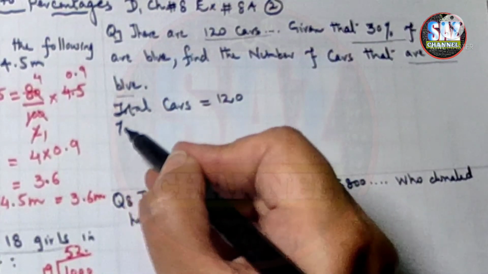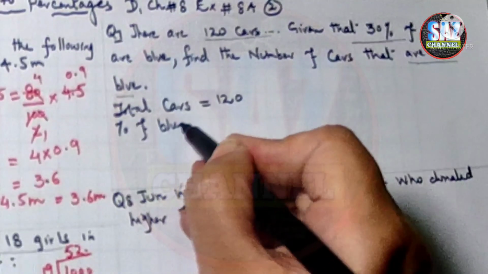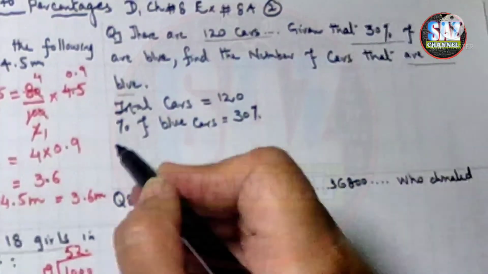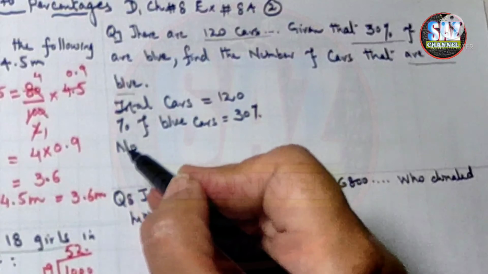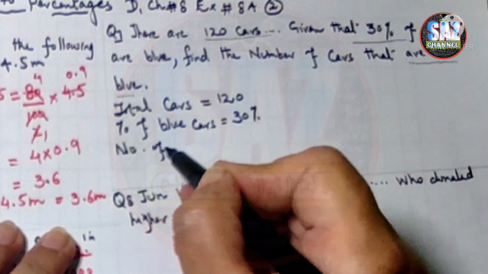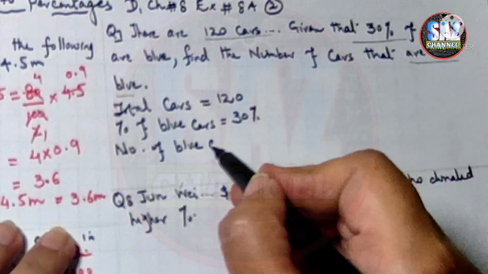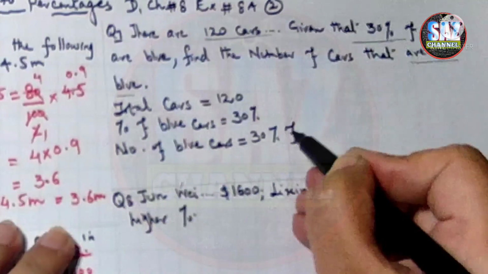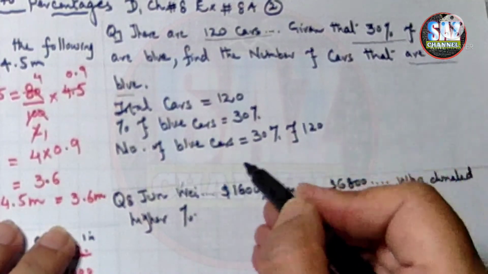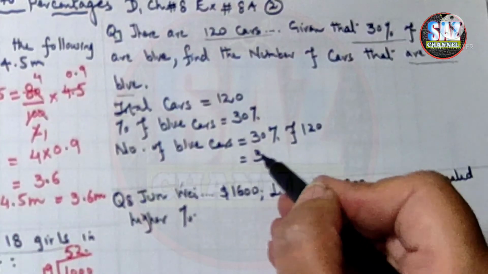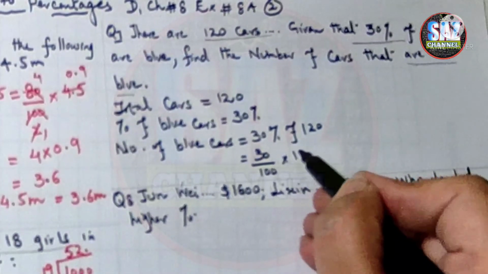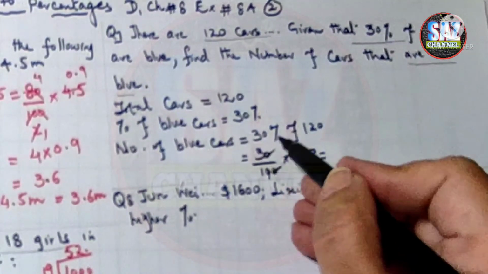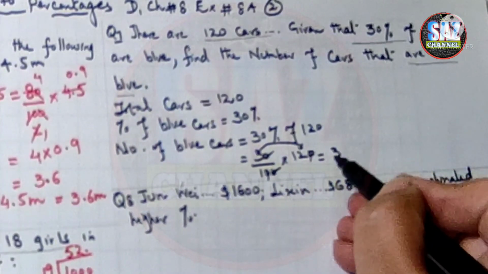Percentage of blue cars, 30%. Number of blue cars, 30% of 120, which will give me 30 over 100 multiplied by 120. Now look, 0 goes with 0, 0 goes with 0, and I'm left with 12 times 3, 12 times 3, which is 36.